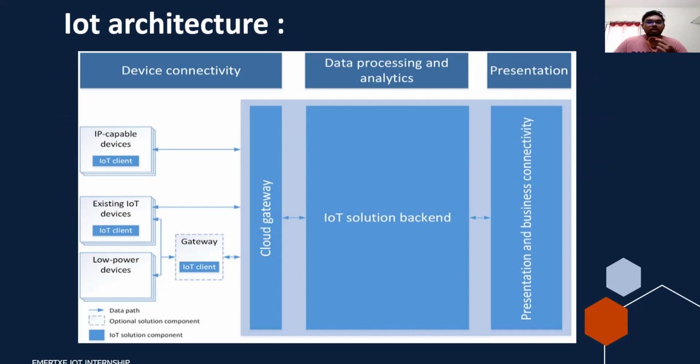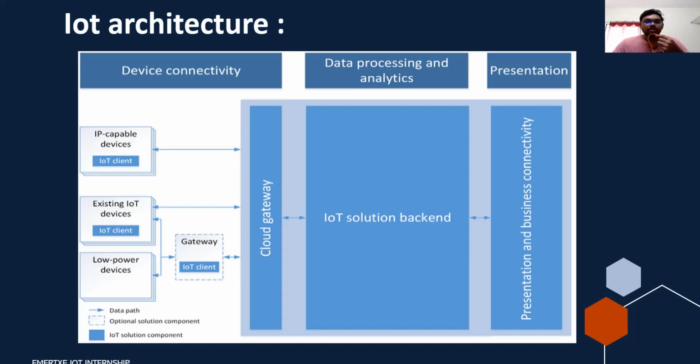Now move on to a simple architecture. I took a picture from the internet. It just shows what the architecture of IoT looks like. You have a device connectivity module, a data processing and analytics module, and a presentation module.